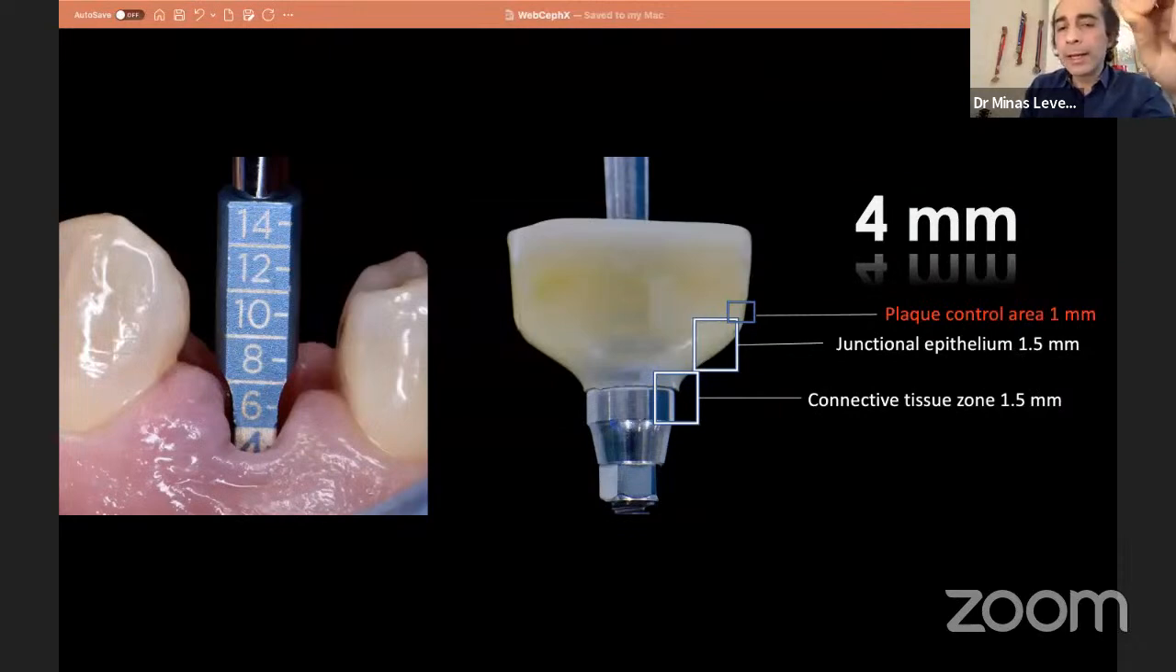Also, this can help me understand how deep I have to place my implants. So in general, I try to follow the 4 millimeter rule, meaning that I will need 4 millimeters from the platform of the implant to the zenith of the soft tissues, meaning the contour of the future crown. And I will need 4 millimeters of space because that's what the biological width needs for the connective tissue, the junctional epithelium, and the plaque control zone.